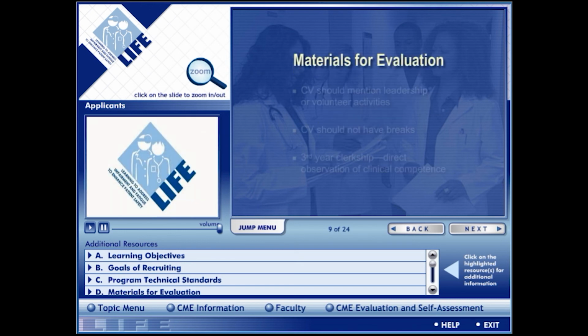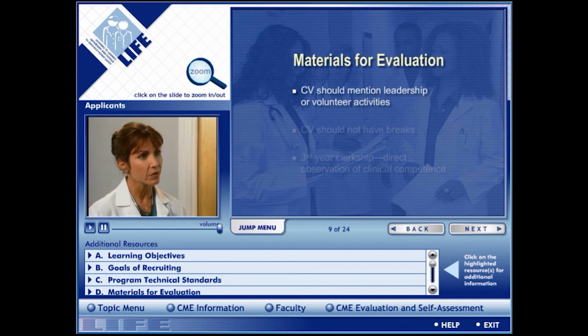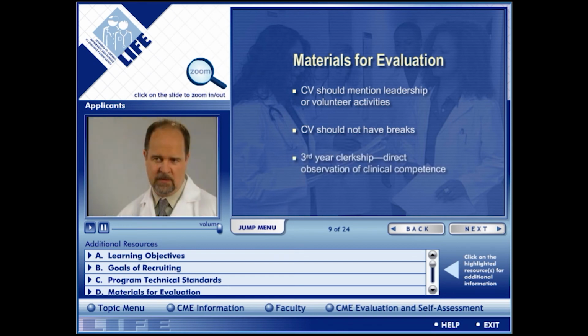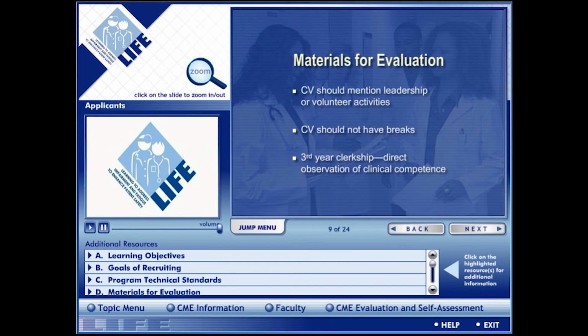In the CV, look for mention of leadership or volunteer activities that the applicant may have been involved in. While these items serve as pluses for the applicant, any breaks or lapses in training or employment can be considered red flags. Results from the third-year clerkship can be used as an indication of clinical competence, especially if the preceptor was able to directly observe each student during their patient interactions.